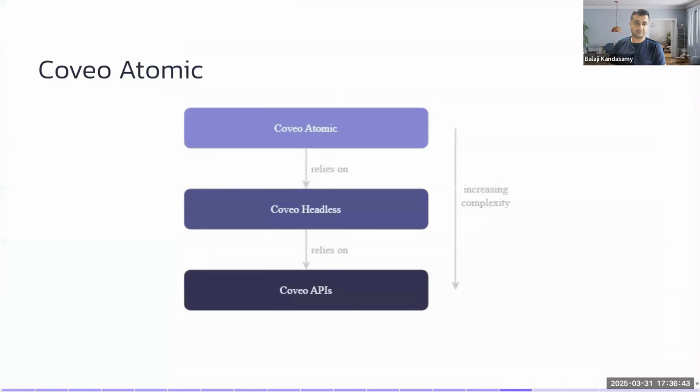So like I said, Coveo Atomic is built on top of Coveo Headless, and Coveo Headless internally talks to the Coveo API. On the right, you can see the complexity. Atomic is much easier because you have all the web components, and you can use them quickly. Once you go to Coveo Headless, you have to do all the stuff. And if you're directly interacting with the API, it gets much more complex.